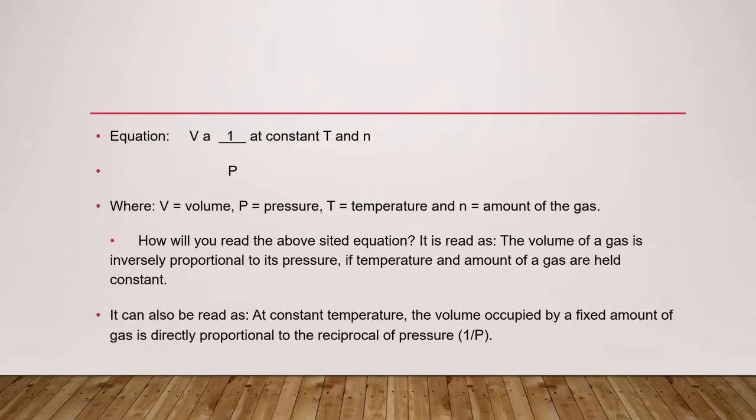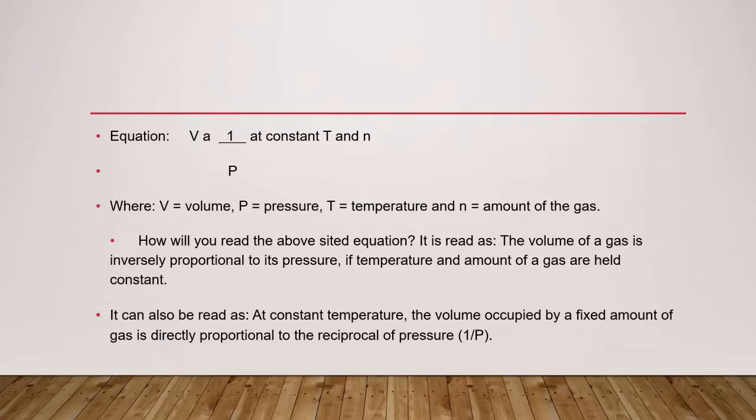The equation is V ∝ 1/P at constant T and n, where V is volume, P is pressure, T is temperature, and n is the amount of gas. How will you read the above equation? It is read as: the volume of a gas is inversely proportional to its pressure.